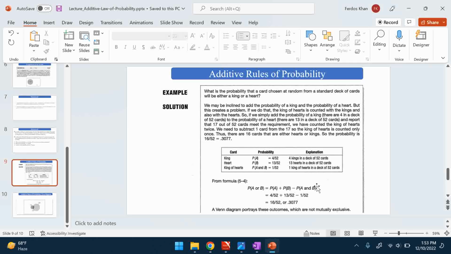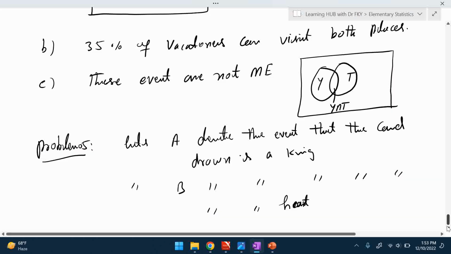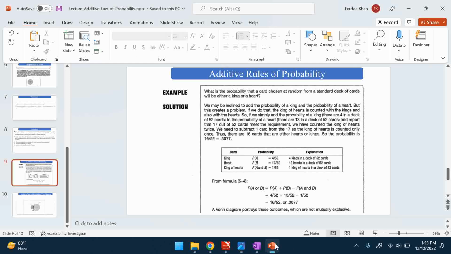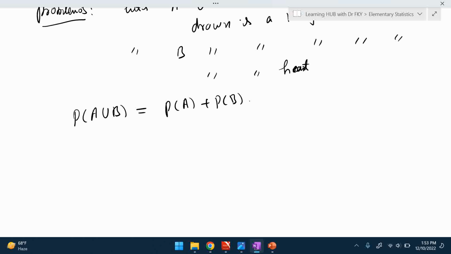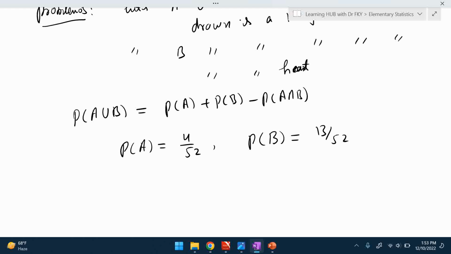So, what is the question? The question is, what is the probability that a card drawn at random from a standard deck of cards will be either a king or a heart? You can see that the word "either" is used. So this means this is a problem of additive rules. The probability of A or B, king or heart, is equal to the probability of A plus the probability of B minus the probability of A intersection B, because there is a common point. The probability of A, king: there are four kings in a standard deck, so this is 4 by 52. There are 13 hearts, so the probability of hearts is 13 divided by 52. And remember that there is one king in the hearts. So A intersection B, the common point, is 1 divided by 52.